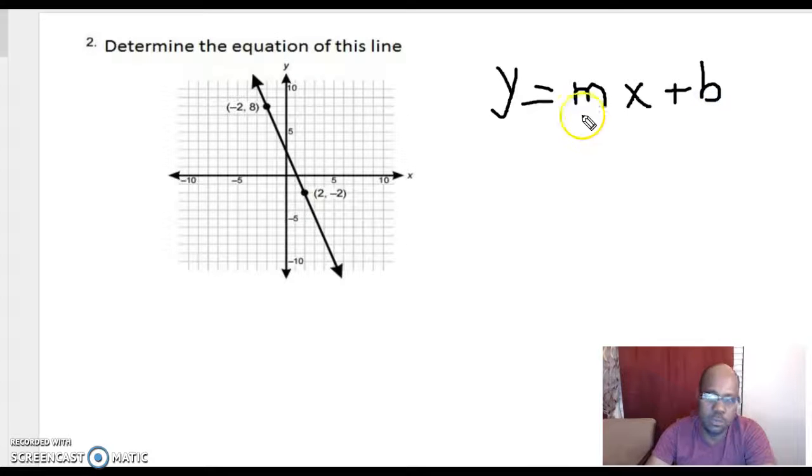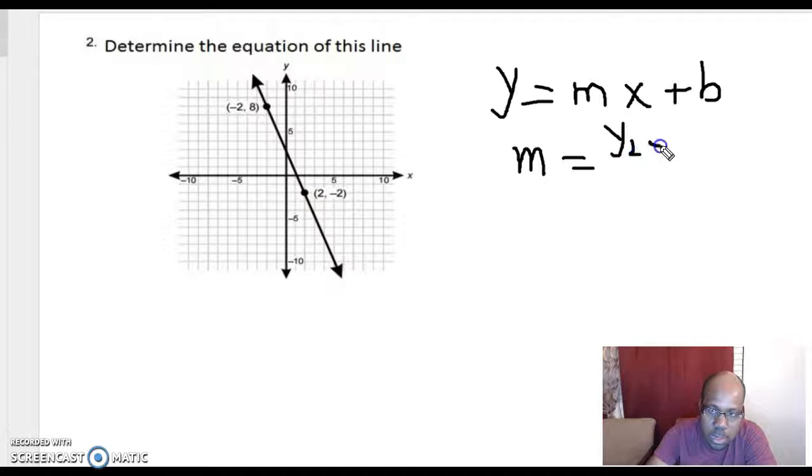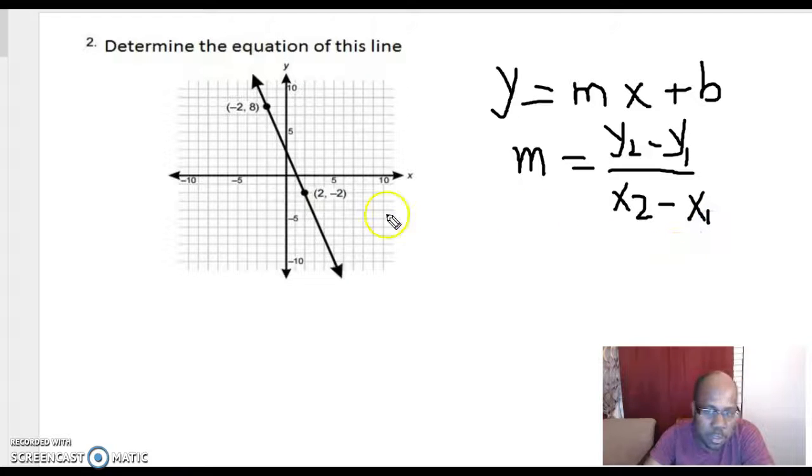Now, first of all, let's try to find m. In the previous exercise, we already found m; you can check that exercise. Let's remember m generally. To find m, we need 2 points. So it's y2 minus y1 over x2 minus x1. We already solved this problem.